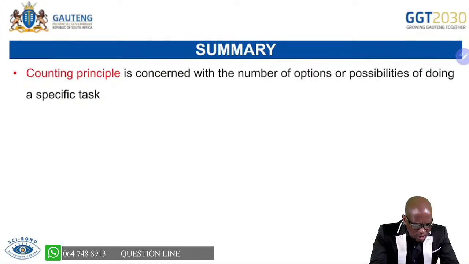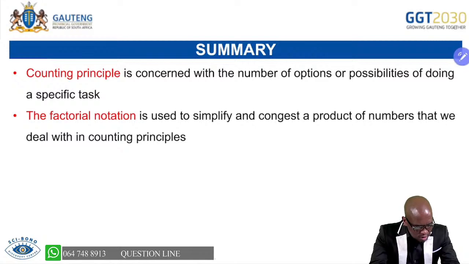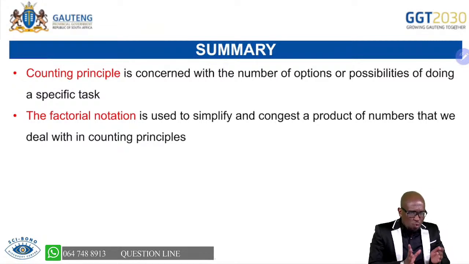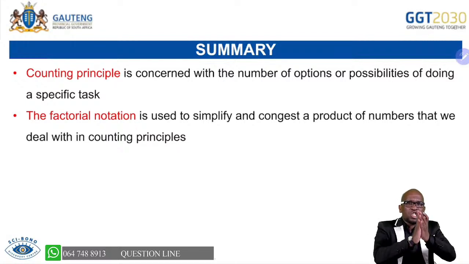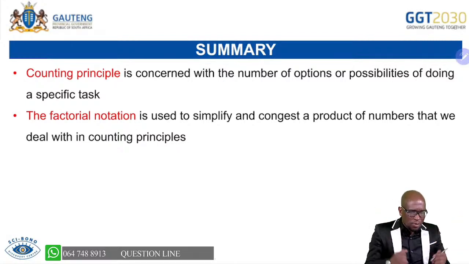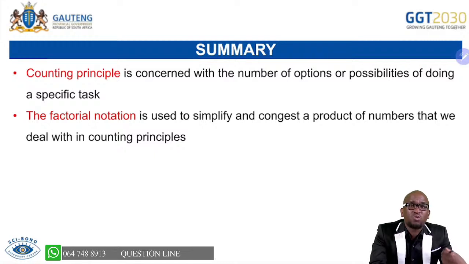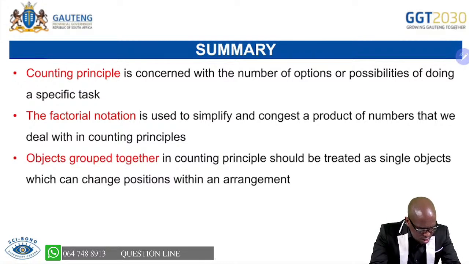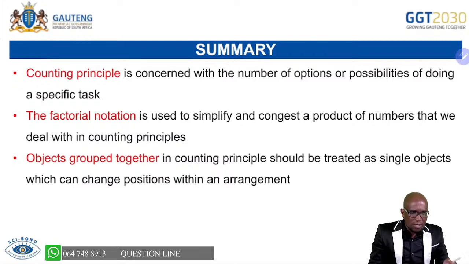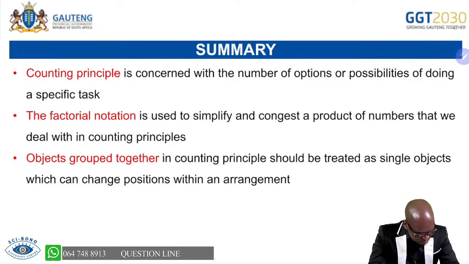We looked at the fact that the counting principle is concerned with the number of options or possibilities of doing a specific task. And then we looked at the factorial notation as a way that we can mathematically condense much bigger products to smaller products that we can manage when performing fundamental counting principle problems. When objects are grouped together, we said please consider those objects as a single object that can be moved within an arrangement.